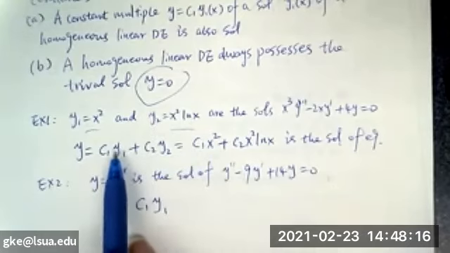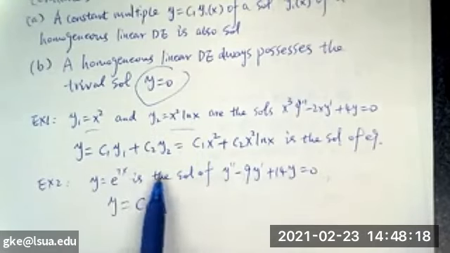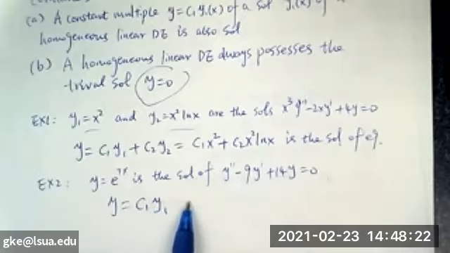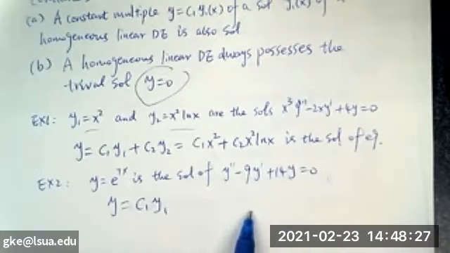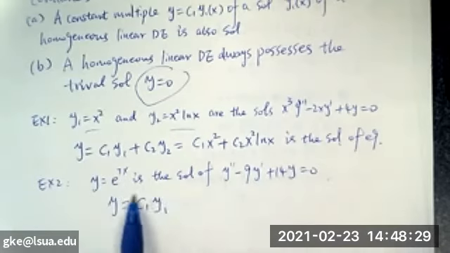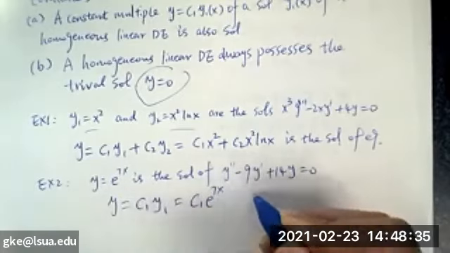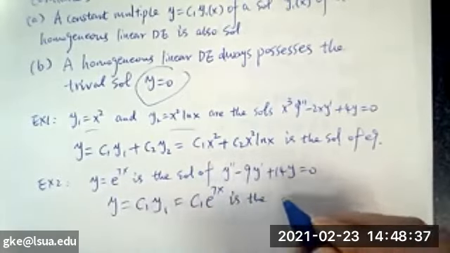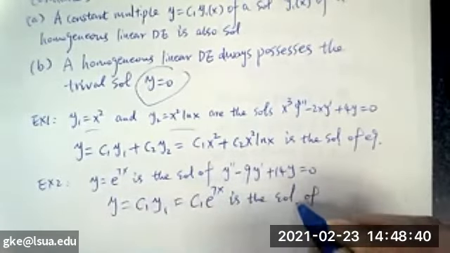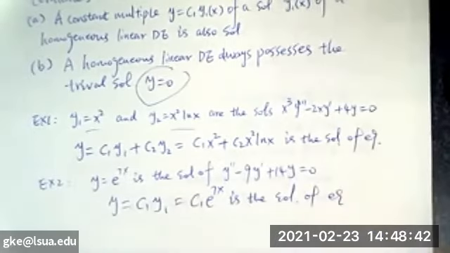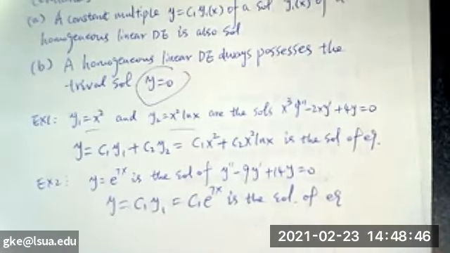If we have a second solution, it's gonna be C1 times y1 plus C2 times y2. If we have a third solution, it's gonna be plus C3 times y3. But here we have only one solution, just C1 times y1. So just plug in here. It is the solution of the equation. That's it.